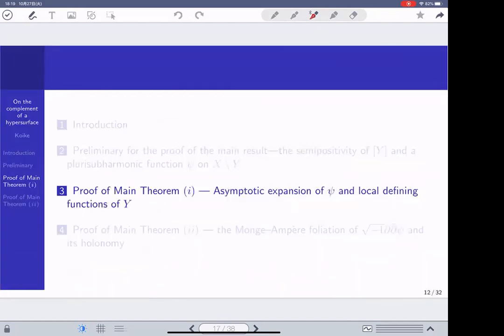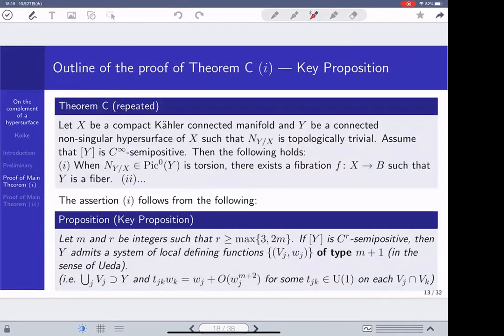So let me start the explanation of the proof of main theorem 1. Actually, what we will do here is asymptotic. Consider the asymptotic expansion of psi. And consider a kind of linearization of local defining functions of Y. Let me start. So here, in this section, we will show Theorem C assertion 1. So I will omit assertion 2.